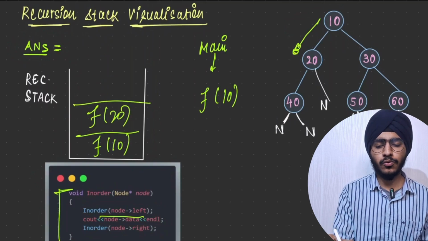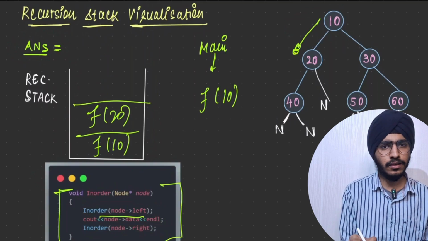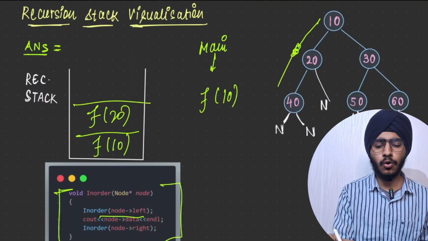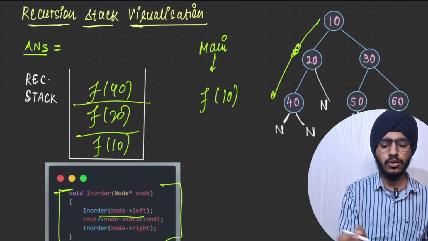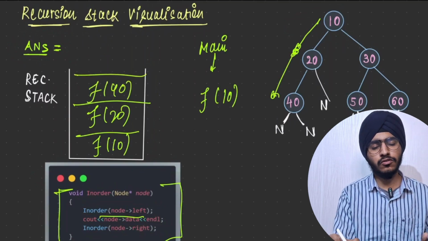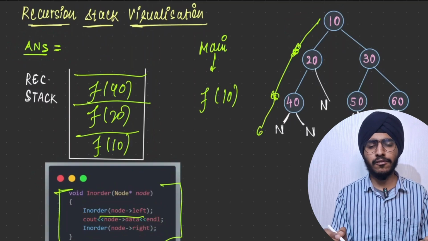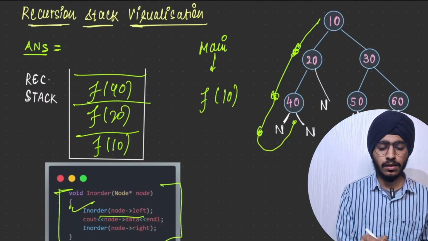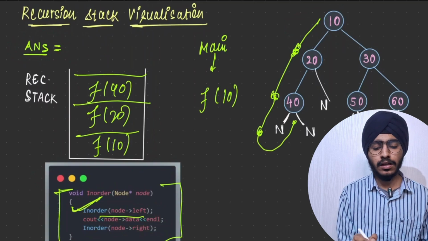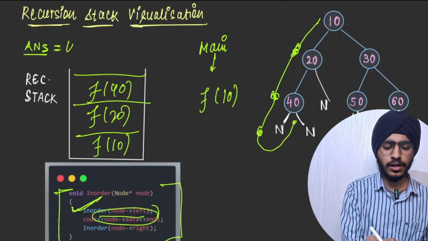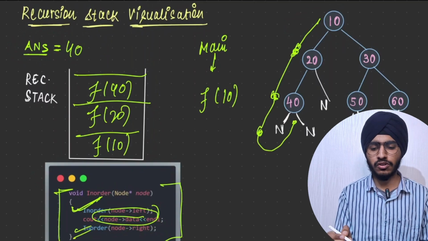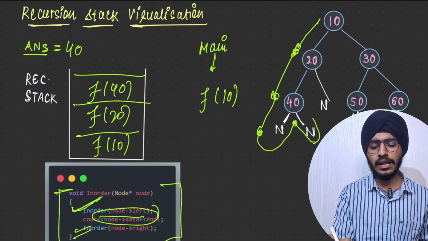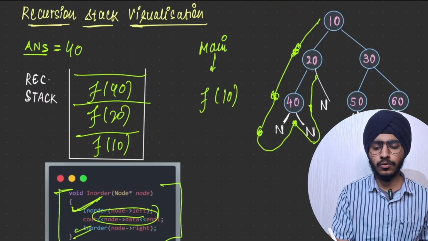Now when we come to 20, 20 will again operate on the same function. 20 will say go to my left. So we'll say okay, function of 40. Now 40 will say, just go to my left. So now 40's left is null. We will come back. 40 will say my left is completed. Now print me. So we will print the 40 and then we will go to 40's right according to this function. We will come to 40's right, and after completing the right, we will go to the 20.